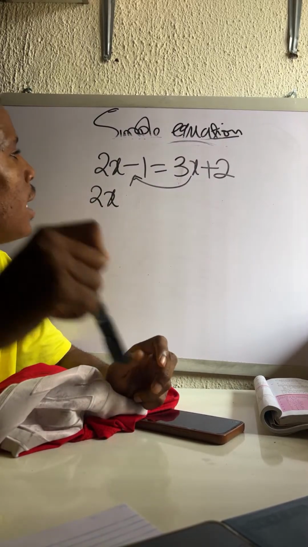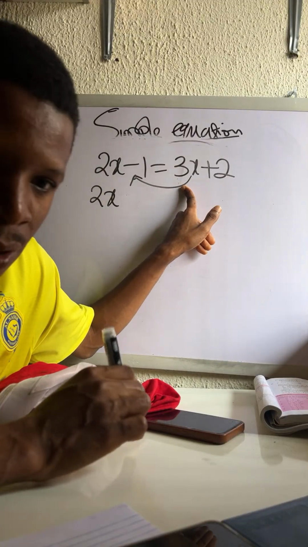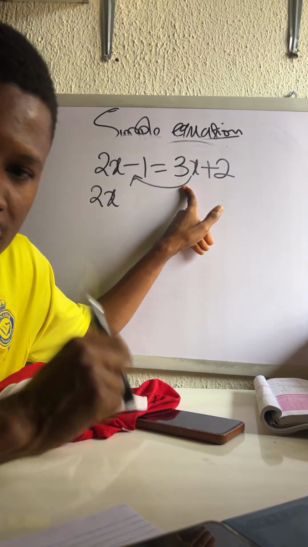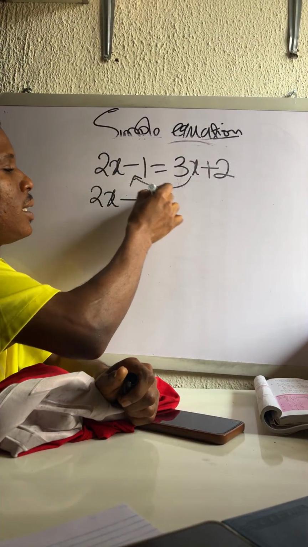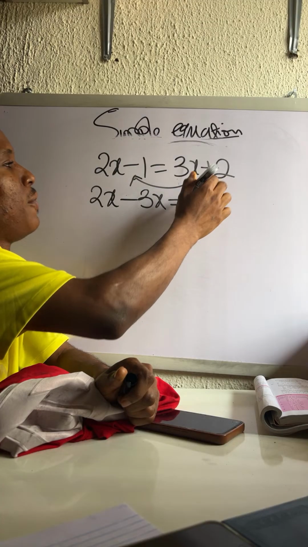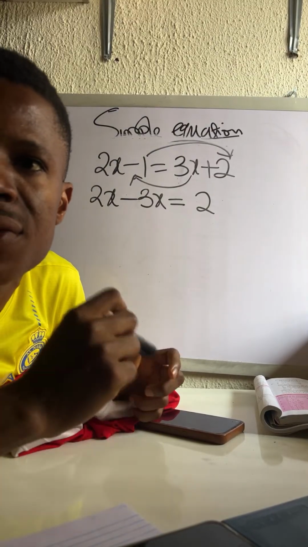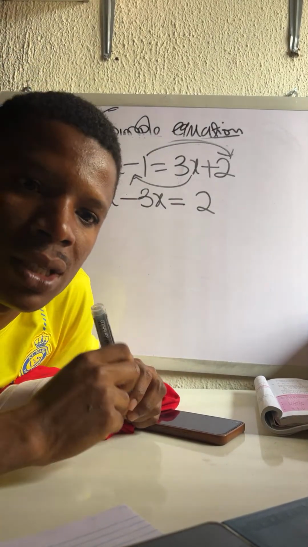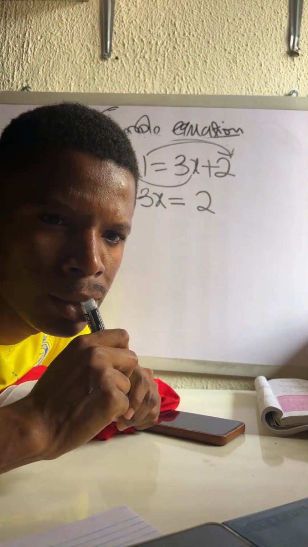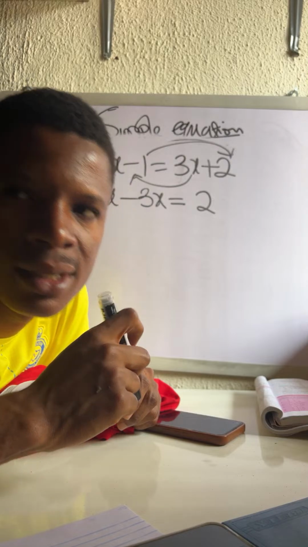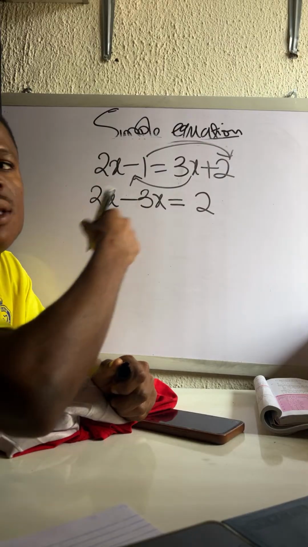So the next one we'll look at is this. When 3x crosses the equality sign, what does it become? Positive or negative? It becomes negative 3x, and that's equals to, we have 2 here. Then when minus 1 crosses the equality sign, does it become positive or negative? Once minus 1 crosses the equality sign, it becomes positive.